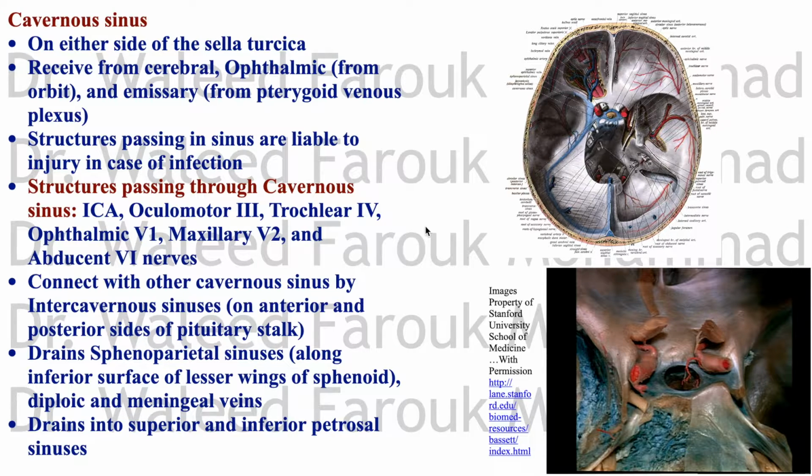It connects with the other cavernous sinus by intercavernous sinuses. See the intercavernous sinuses, the ones you see here around the pituitary stalk, and it drains, as mentioned before, the sphenoparietal sinuses along the lesser wing of the sphenoid and diploic and meningeal veins. It drains into the superior petrosal, the one you see here, and the inferior petrosal. So the superior and inferior petrosals drain the cavernous sinus, while the cavernous sinus itself drains the ophthalmic vein and the sphenoparietal sinus.